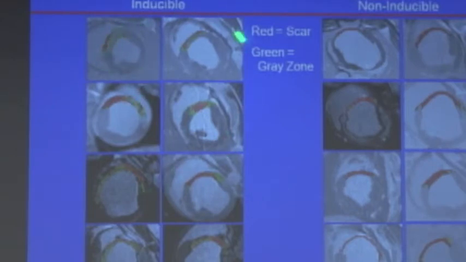And you can see that in these animals, the animals that were inducible, using similar criteria for gray zone on this side as well as on this side, there's a lot more of this green or gray zone area than in the animals that were not. And I showed you on a previous slide that the total extent of the gray zone was about twice as great in the inducible animals as in the non-inducible animals.